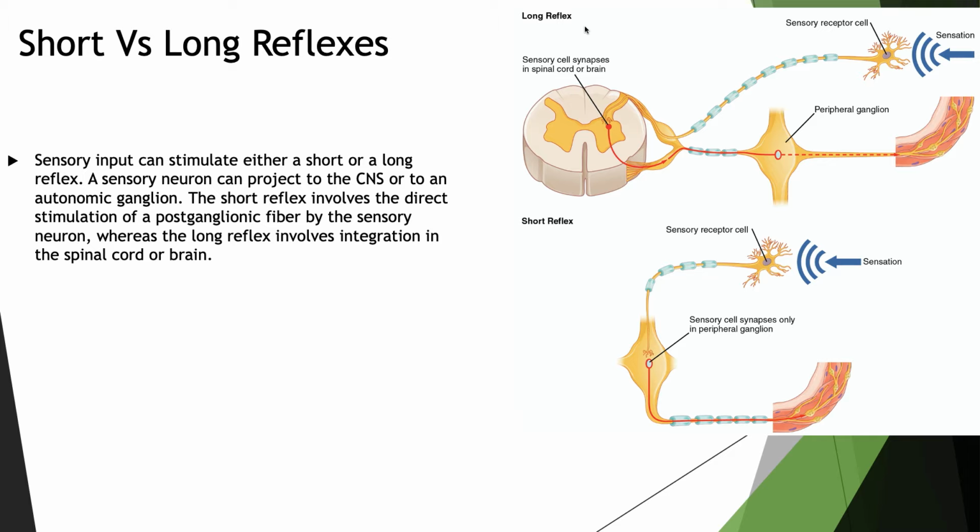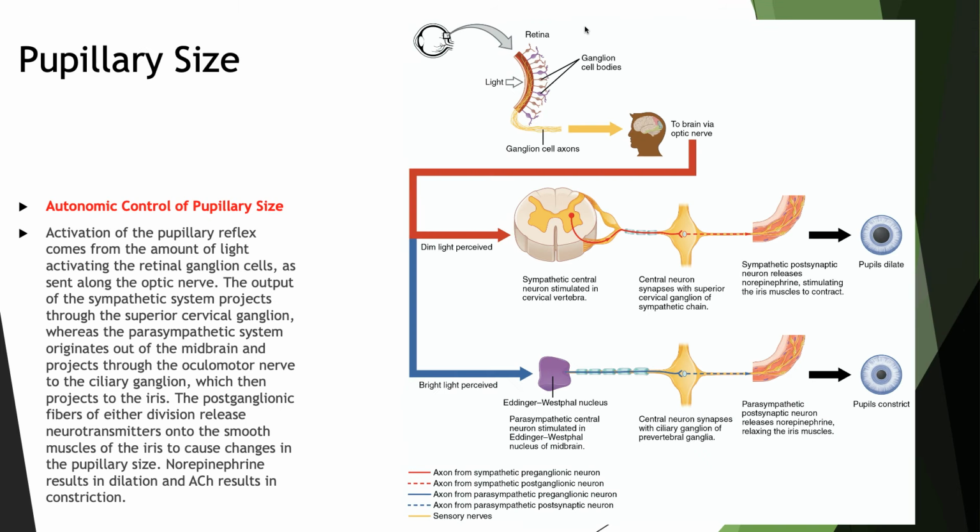Short reflexes are completely peripheral and only involve the location of the integration of the sensory input with motor output. And long reflexes have afferent branches that enter the spinal cord or brain and involve the efferent branches. Here we talk a little bit about pupillary size, and we highlighted this a little bit earlier, but this is another brief overview of that.